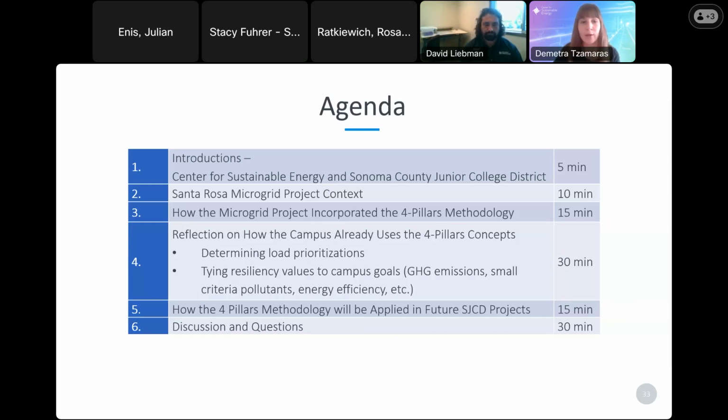And it's at that point I'll hand it over to David to discuss how the 4 pillar methodology concepts are really intertwined in a lot of the climate mitigation and adaptation planning efforts on the SRJC campus, and also how the college district plans to incorporate the 4 pillars methodology in the future. So we'll be holding aside a half hour at the end to allow for open questions and discussion.